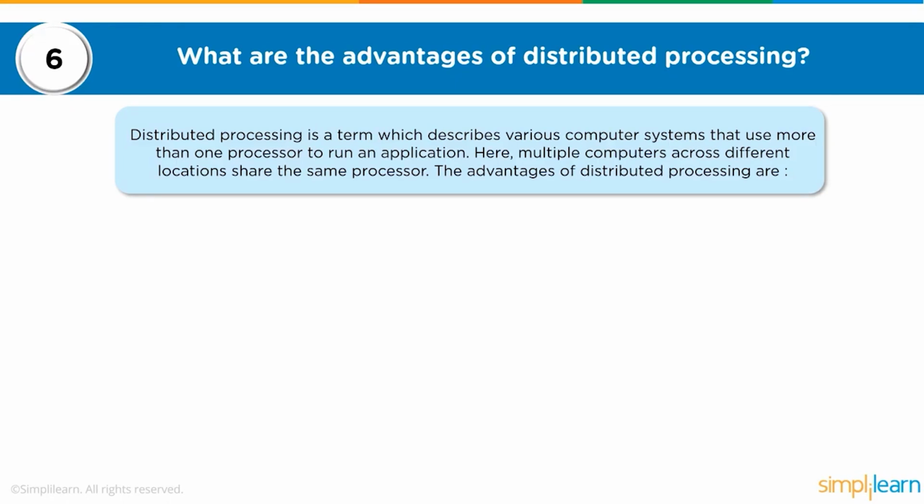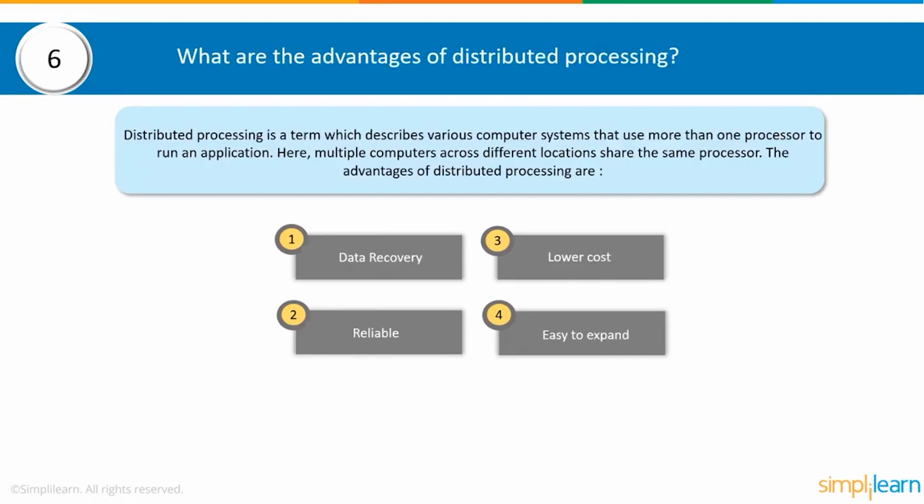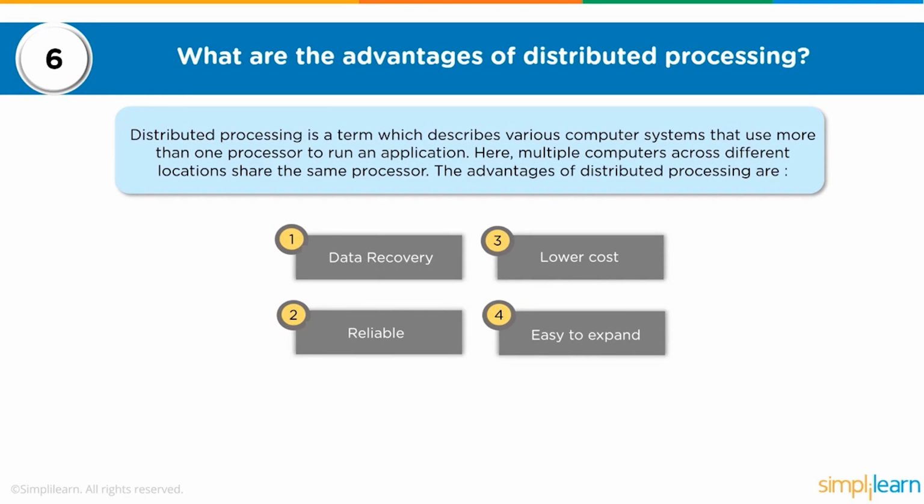But before we go into the advantages, distributed computing is basically where multiple machines will pool their resources together to run a singular application. So it is an application that has multiple resources and can scale up and scale down as and when required. The advantages are that it can be very useful in data recovery. For example, RAID, where you're striping data on various hard disks. It is reliable.